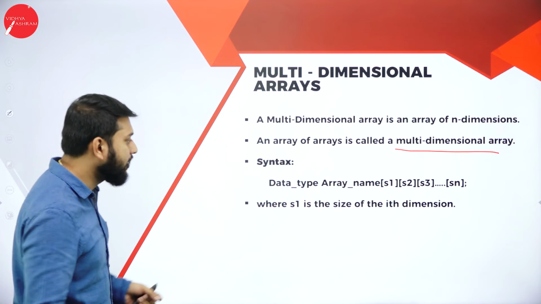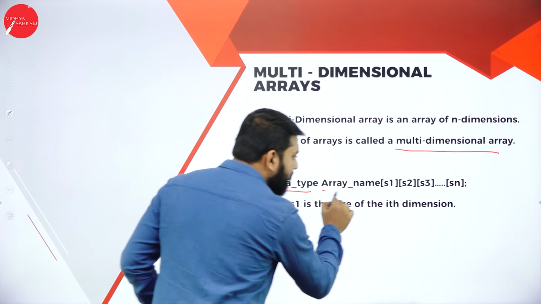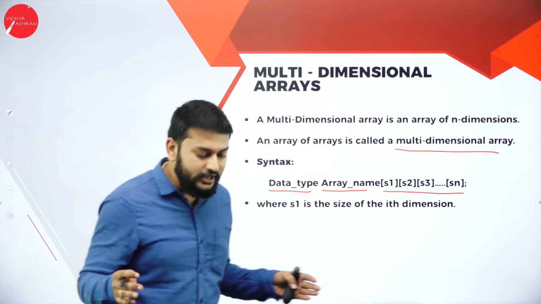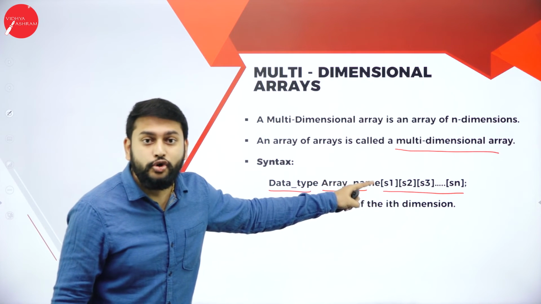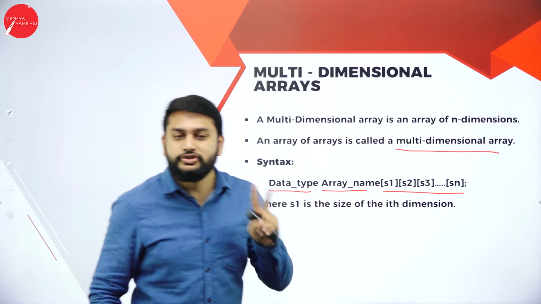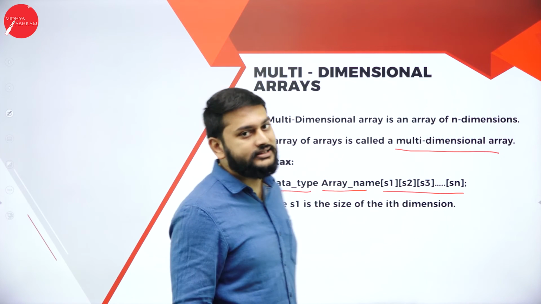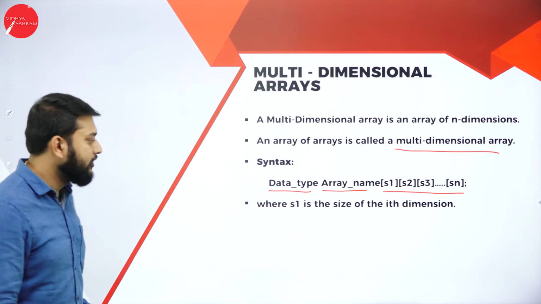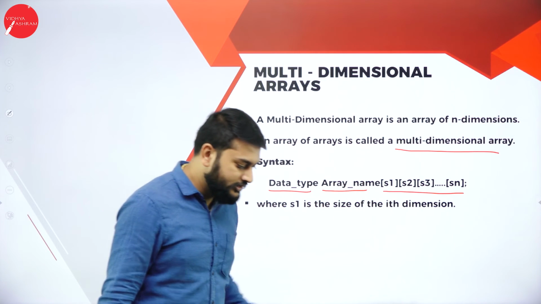So guys, please observe the syntax. As usual, you will write the data type, you will write the array name. So you will be writing n dimensions. Here, you used to write the size, right? Row, column. You used to mention the size, right? So if you write row and column, it is 2 dimensions. If you are writing more than 2 dimensions, then we call that a multidimensional array, right? That is what you need to understand. Where S1 is the size of the ith dimension, guys.